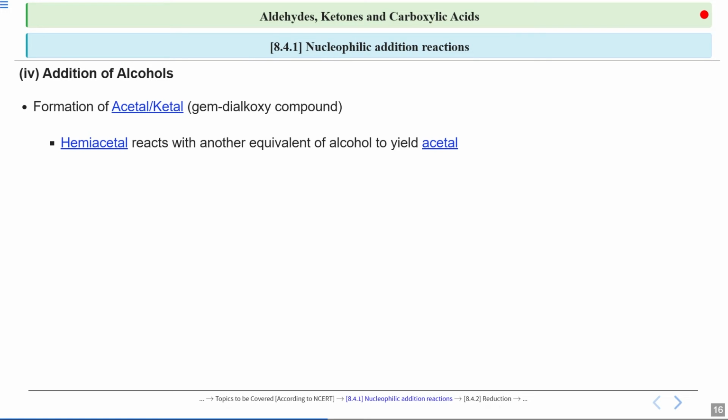So the hemiacetal, as I told you, reacts with another equivalent of alcohol to yield an acetal. Okay, so if you look over here, this is a hemiacetal, with the OR group and OH group attached to the same carbon. When you treat it with another equivalent of alcohol, you will get an acetal.